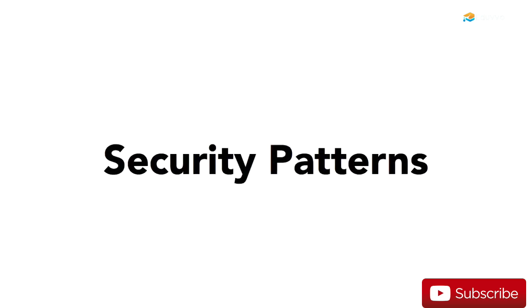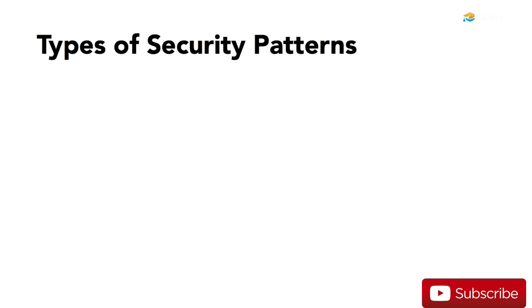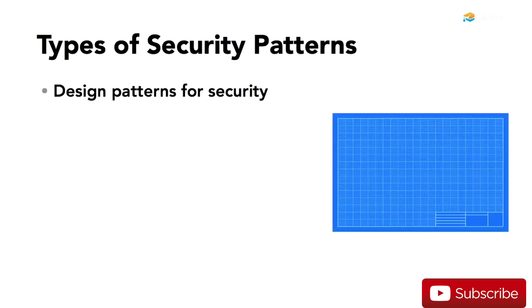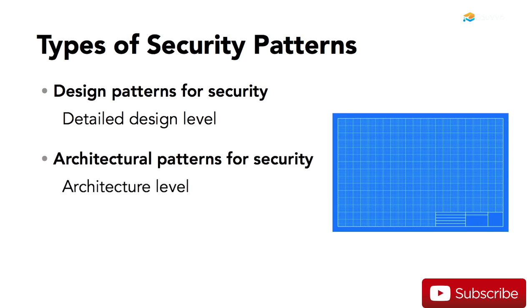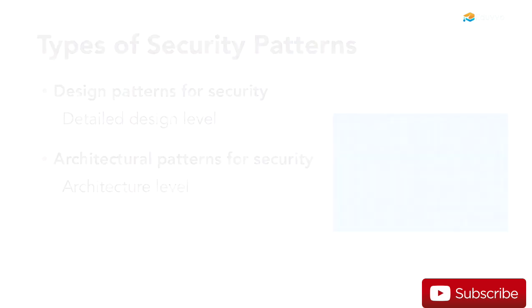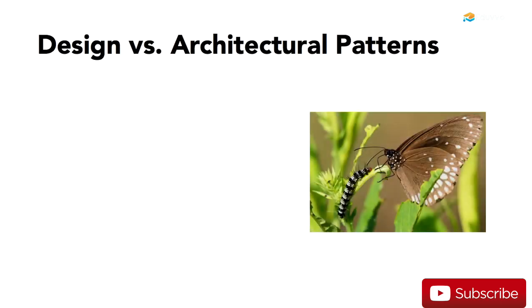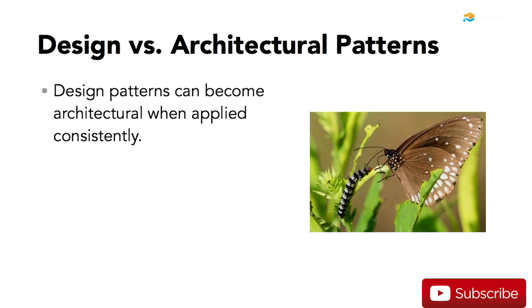Security patterns are well-known, secure design solutions to recurring software security problems. There are two types of security patterns. The first type is design patterns for security, providing software security countermeasures at the detailed design level. The second type is architectural patterns for security, offering secure software architectures. When applied consistently throughout the entire software system, a design pattern becomes an architectural pattern.